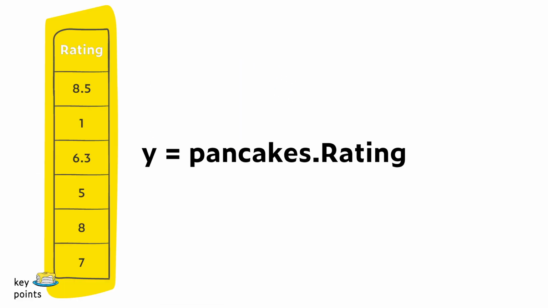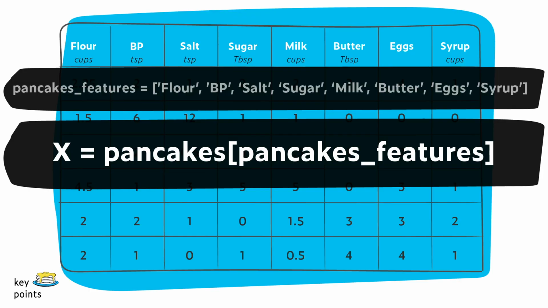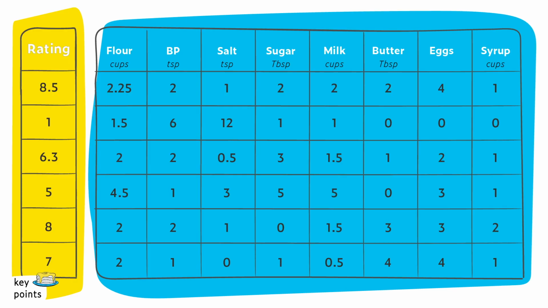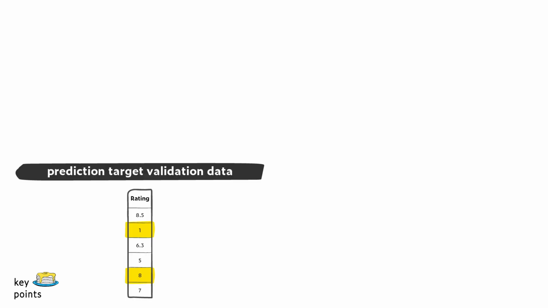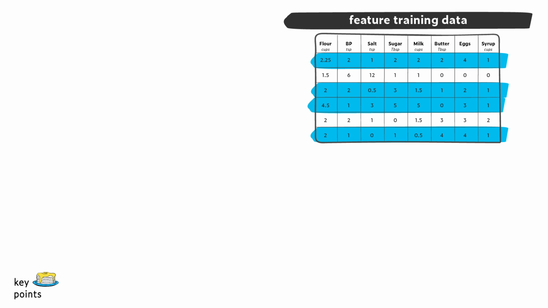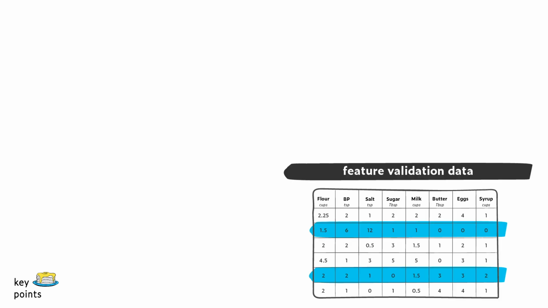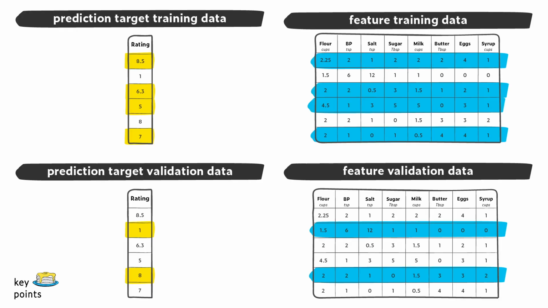In the last lesson, we had our prediction target, our pancake rating, and our features, the amount of all the ingredients that we could put into a recipe. In order to create a validation set, we want to separate both the prediction target and the features into two additional categories so that we end up with 4 subsets. We'll have a prediction target training dataset, a prediction target validation dataset, a features training dataset, and a features validation dataset. Each of these subsets is determined randomly.